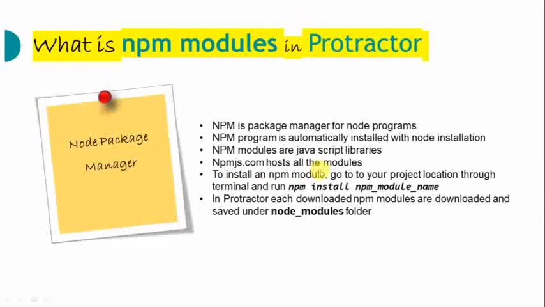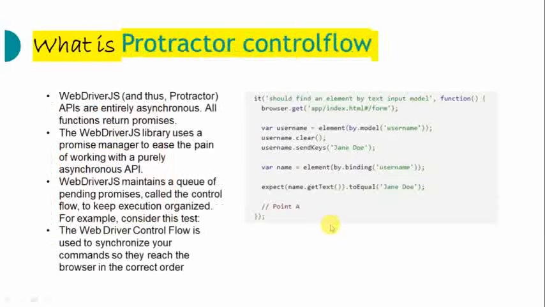npmjs.com hosts all the modules. To install an npm module, go to your project location through the terminal or command line and run npm install and then the npm module name. In Protractor, each downloaded npm module is saved under the node_modules folder.